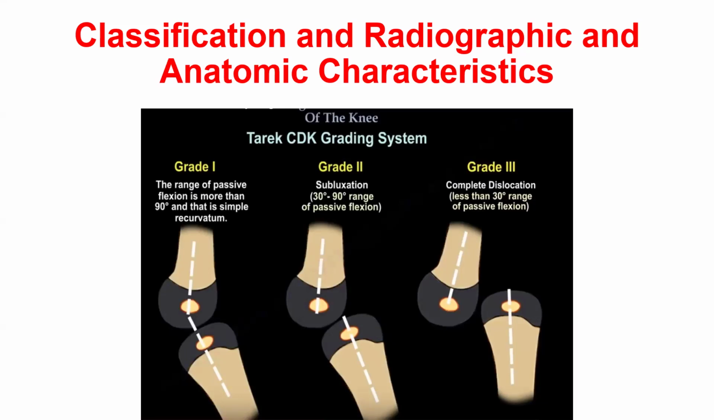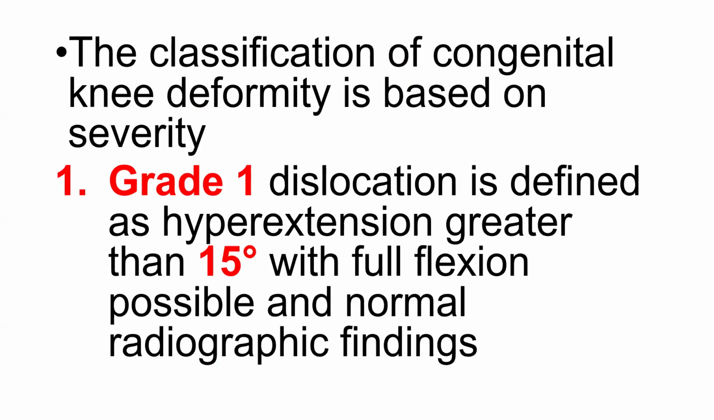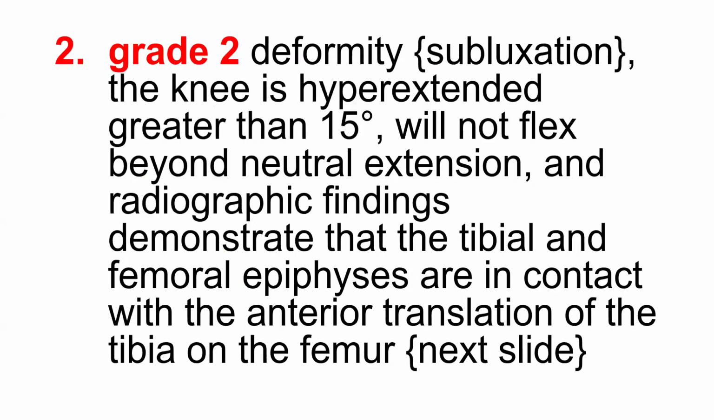The classification of congenital knee deformity is based on severity. Grade 1 dislocation is defined as hyperextension greater than 15 degrees with full flexion possible and normal radiographic findings. In grade 2 deformity, there is subluxation, the knee is hyperextended greater than 15 degrees, will not flex beyond neutral extension, and radiographic findings demonstrate that the tibial and femoral epiphyses are in contact with anterior translation of the tibia on the femur.